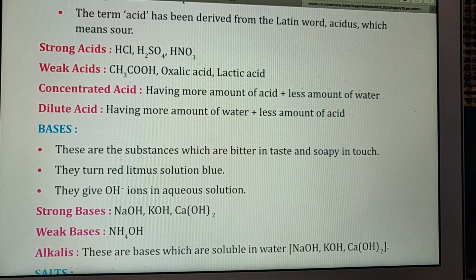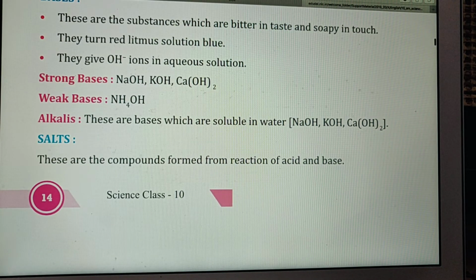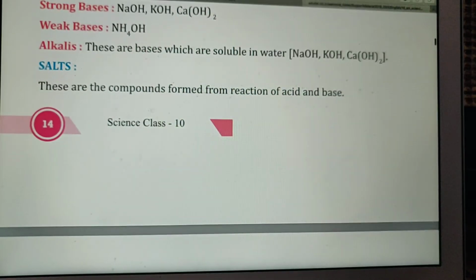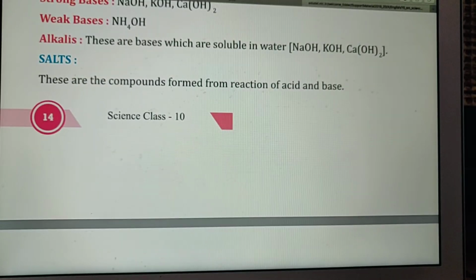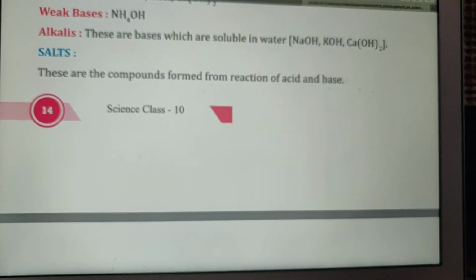Weak bases, for example NH4OH. There are some bases which dissolve in water, and they are known as alkalis. These are the bases which are soluble in water: sodium hydroxide, potassium hydroxide, calcium hydroxide. They are called alkalis.